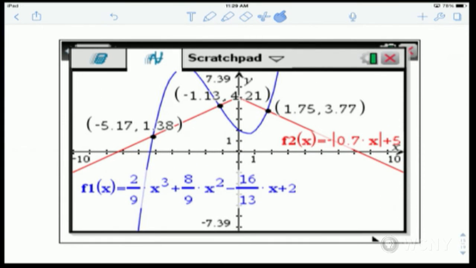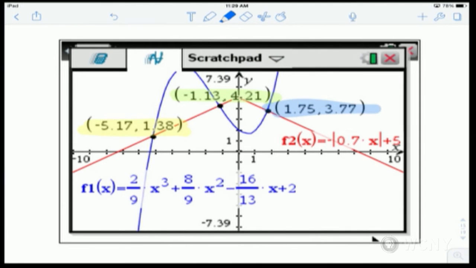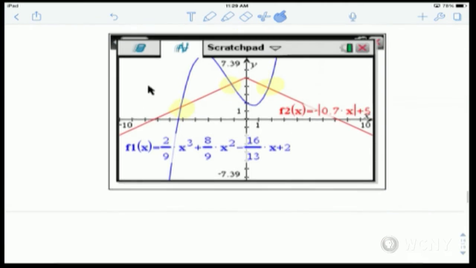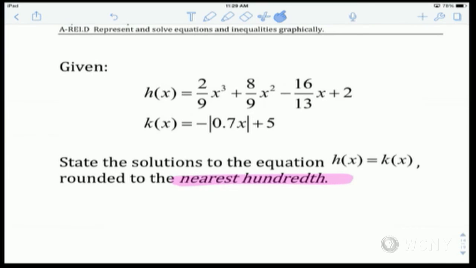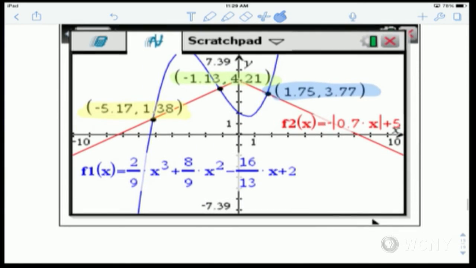And so here on my graph, I have an intersection point of negative 5.17, 1.38. I have negative 1.13, 4.21. And I have 1.75, 3.77. If you go back and reread the problem, it's asking you where h of x equals k of x. They want the x values of those intersection points. So let's go back and look. And so all you do is grab the x values off of your graph.